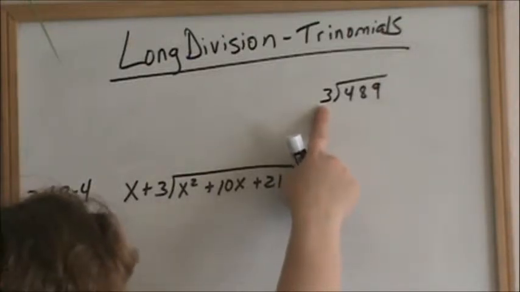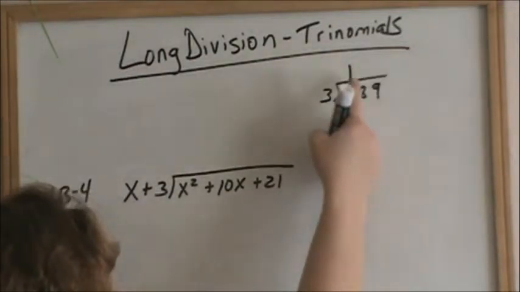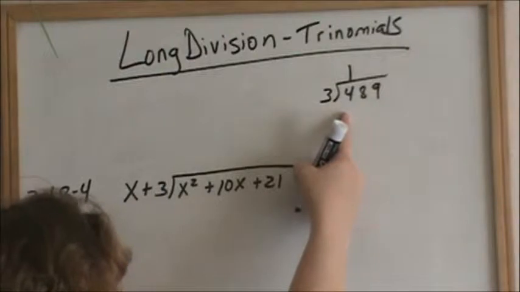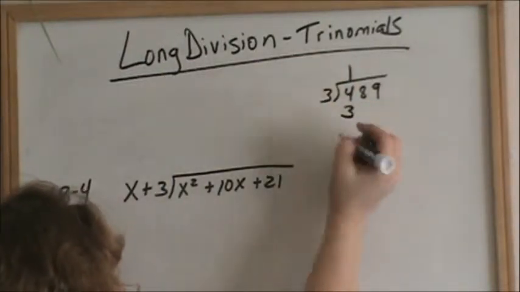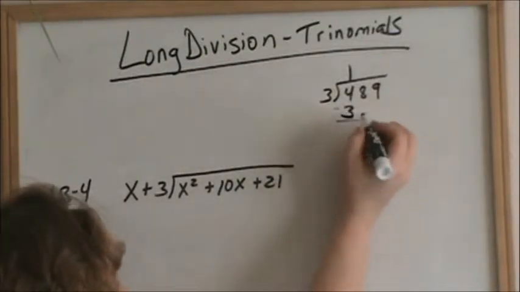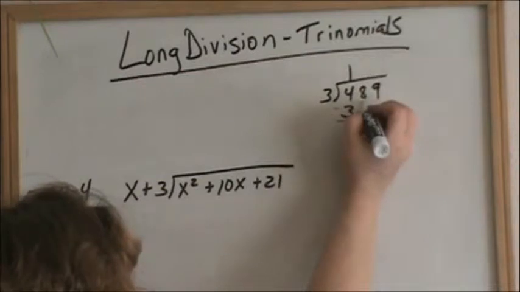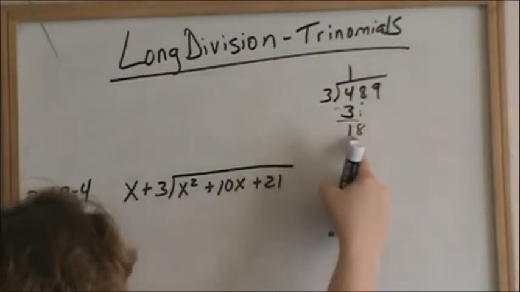So the first thing we did, we said 3 goes into 4 how many times? 1, and we wrote it right up above the 4. Then the next step we did was multiply. 1 times 3 is 3. We wrote it right under there. Then the next step we did was subtract. 4 minus 3 is 1. Bring 1 down, 18. Now we said 3 goes into 18.